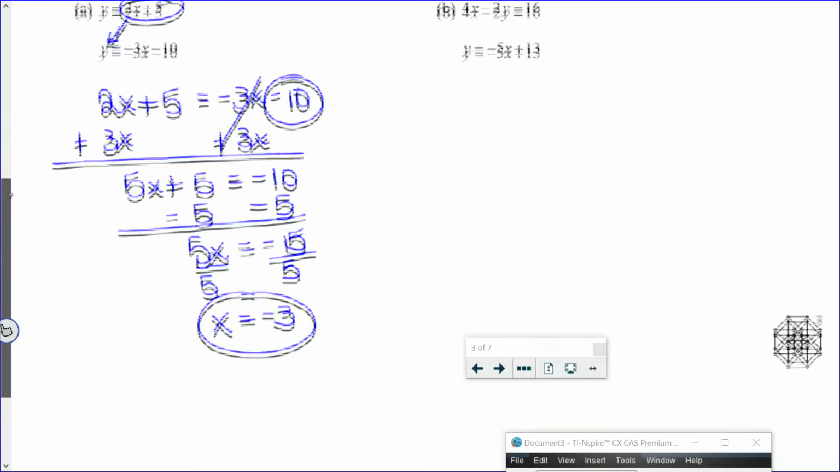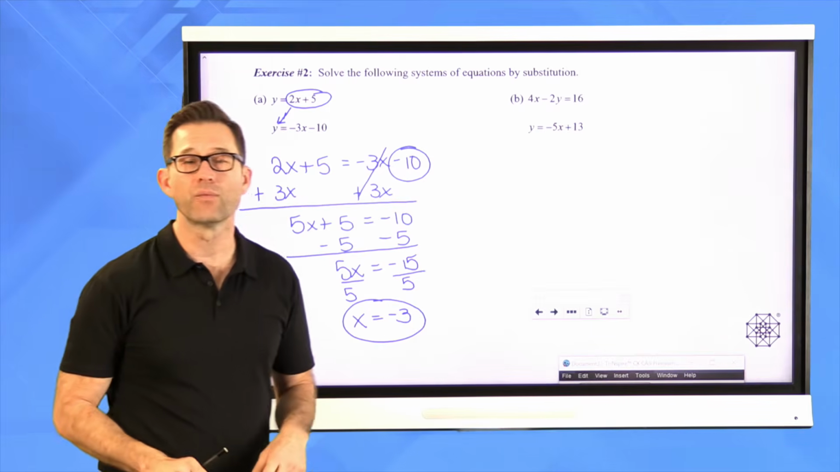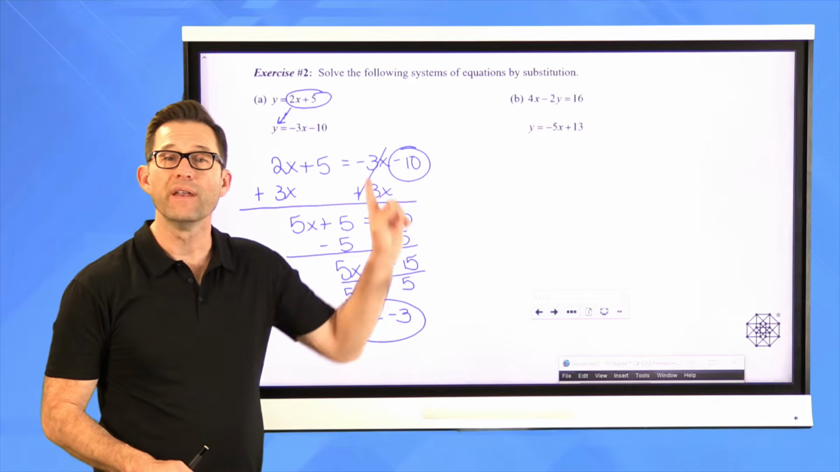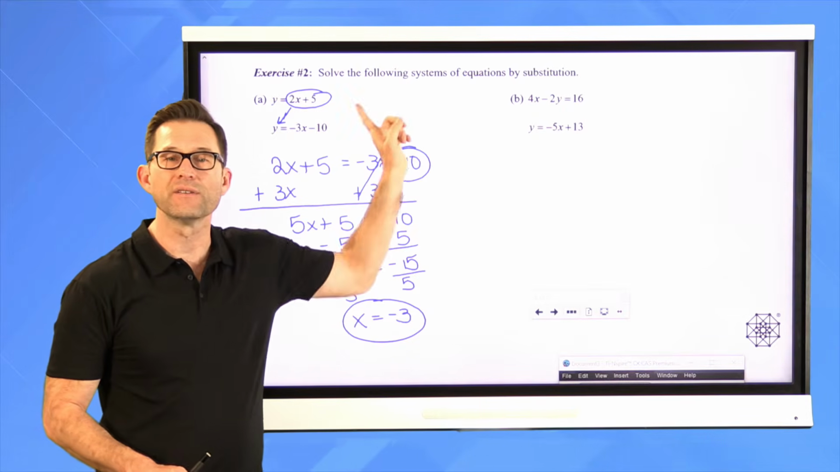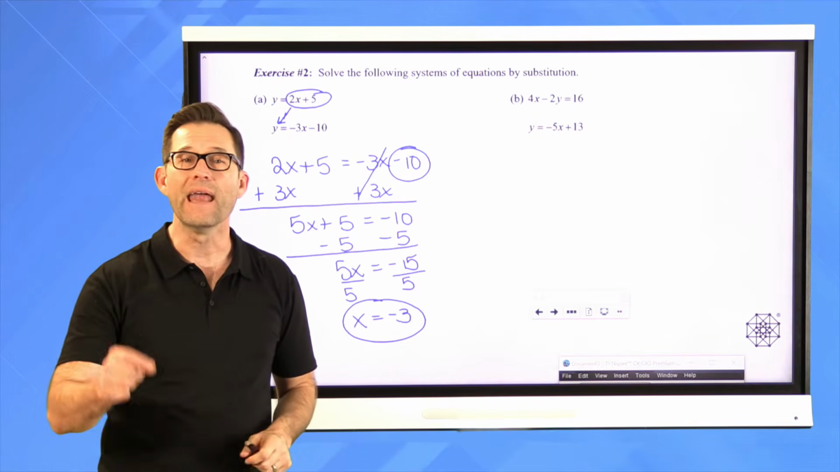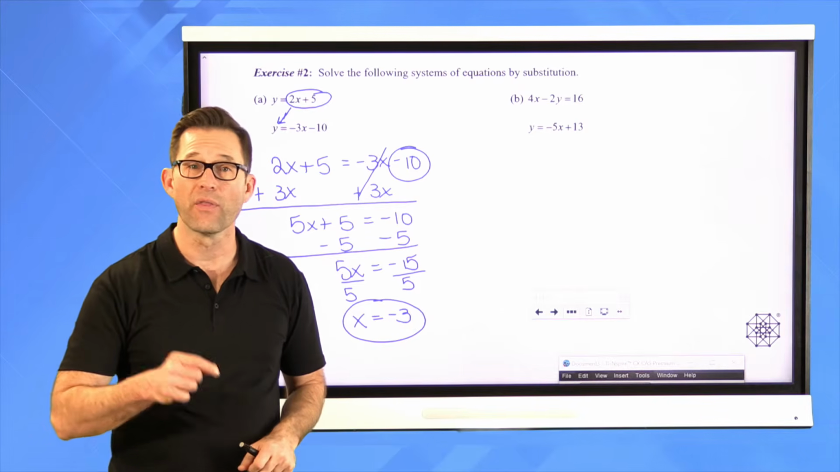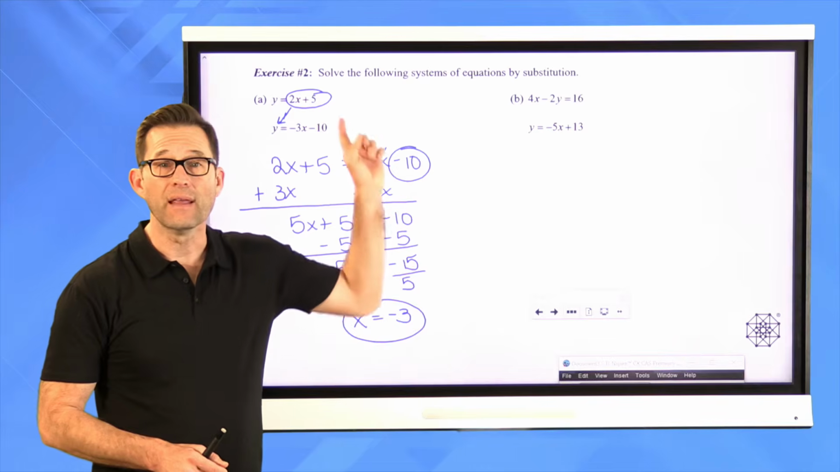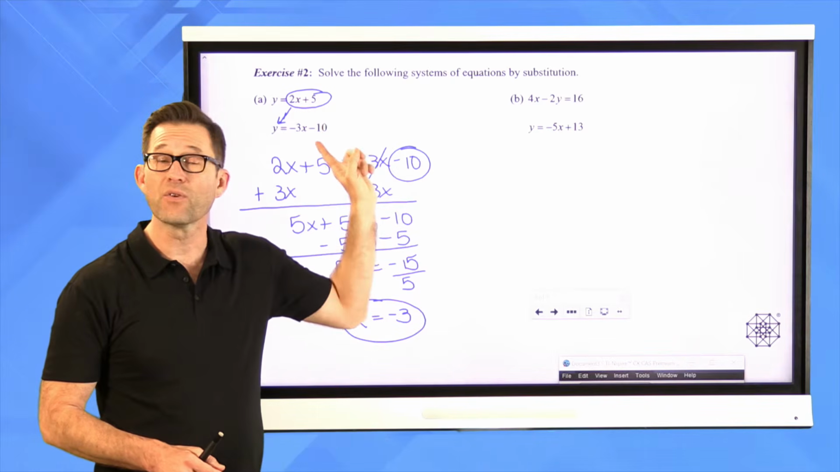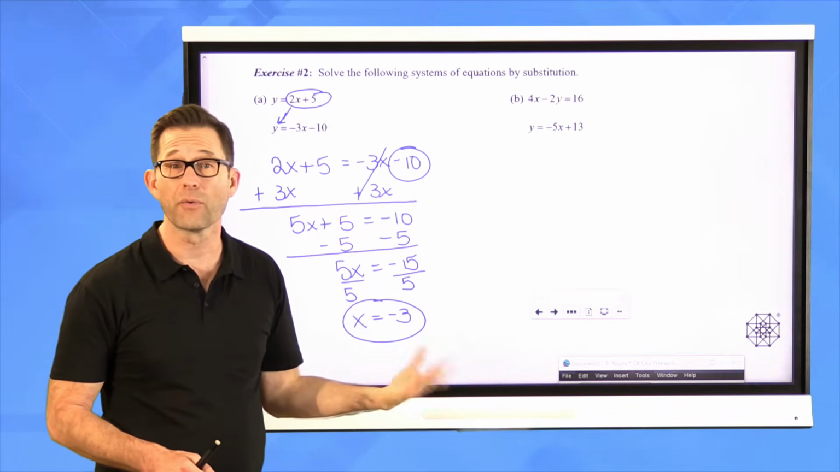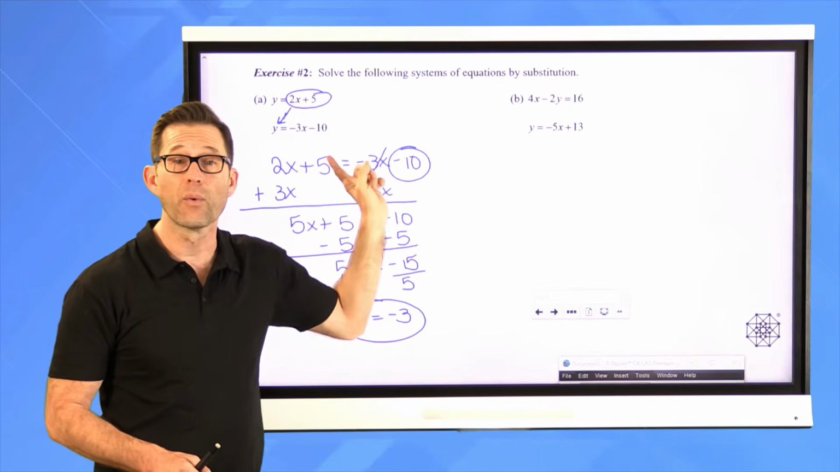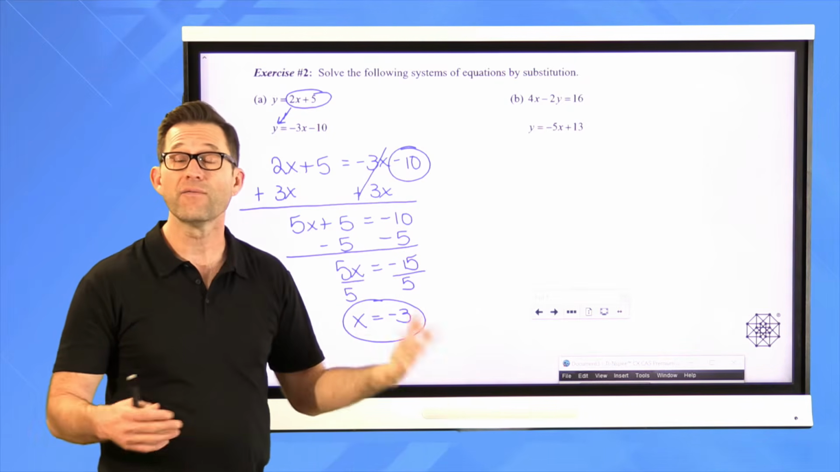Now, note at this point, what I've come up with is the x value that is part of the solution to the system of these equations. I now need the y value that goes with it. How do I find that? I take this x value and I either substitute it back into this equation or this equation, because remember, x is negative 3. So I can substitute negative 3 wherever I see an x in either one of these equations, and I can find the y.